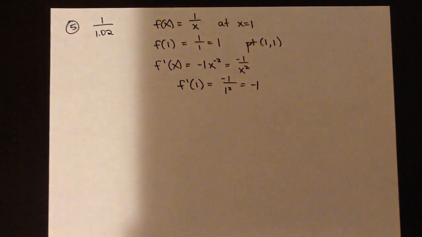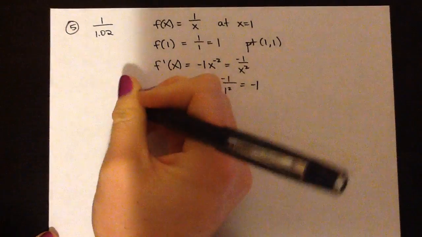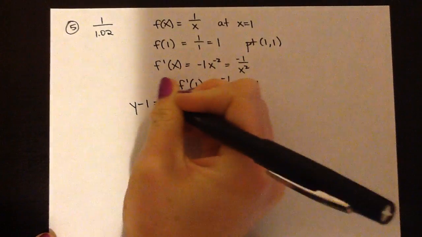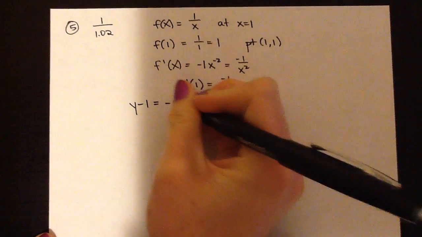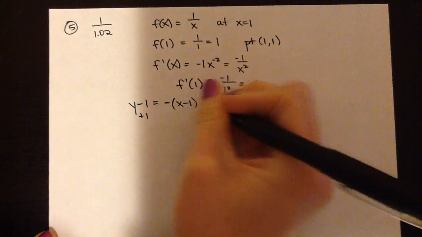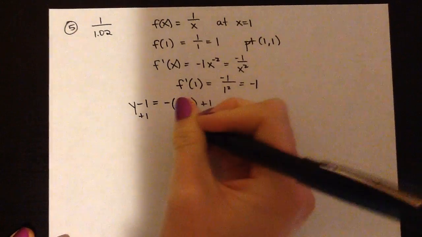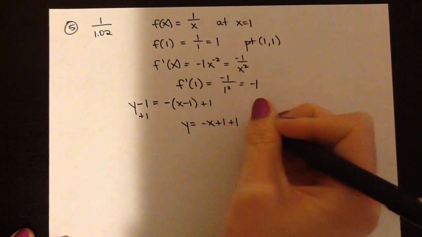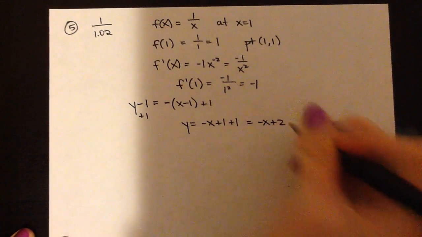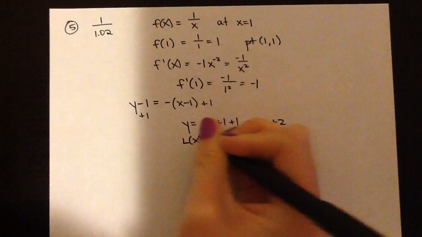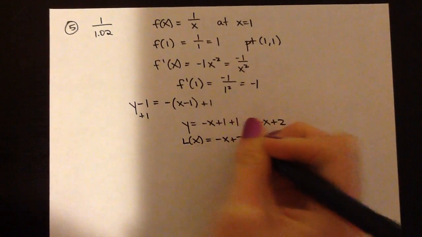So this gives us a negative 1. So the slope is negative 1. We're going to plug that into a tangent line. So y minus the y value, which was 1, equals the slope, times x minus the x value. In this section we did something slightly different. We actually got y by itself, so we could do the linearization. So I have y equals negative x plus 2 as my tangent line, and I can write that as the linearization, negative x plus 2.